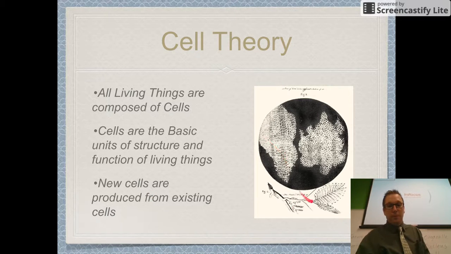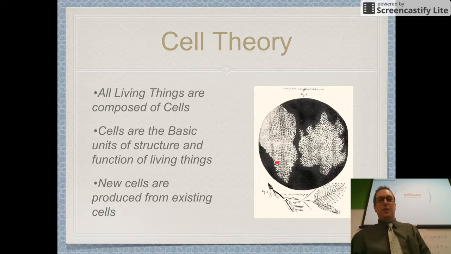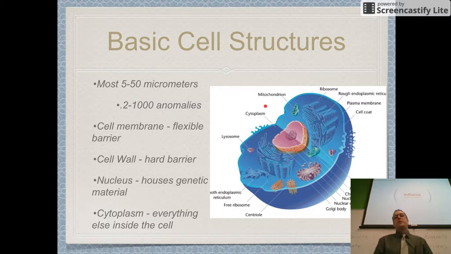This is actually a picture of the cork that Hooke looked at, and you can see all the little cell walls in there. All of those are cells. Nice. Some basics about cells. Next section will be on organelles, but all cells basically share these things.